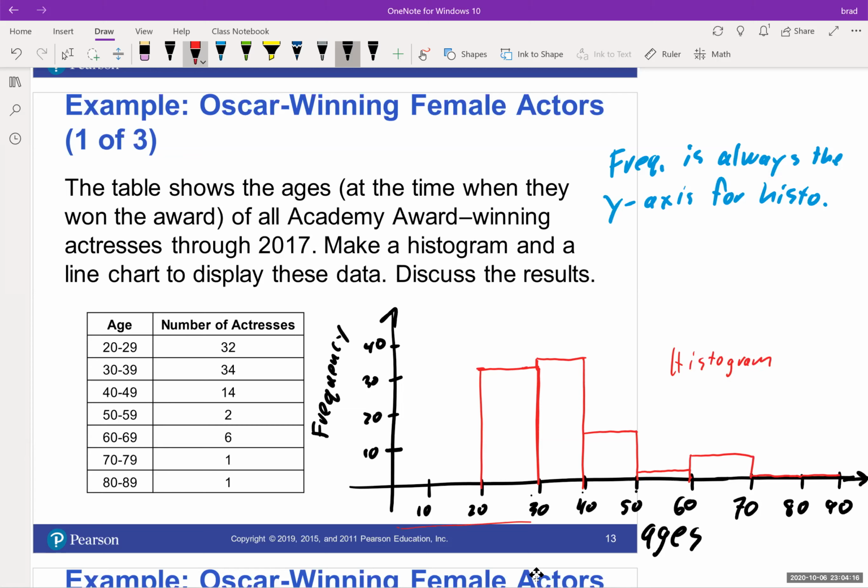And that's how you do it. You just set up your x-axis, you set up your y-axis, and then you kind of label everything. And remember, the y-axis always is frequency for histograms. As far as I know, that's the only way I've ever done it.